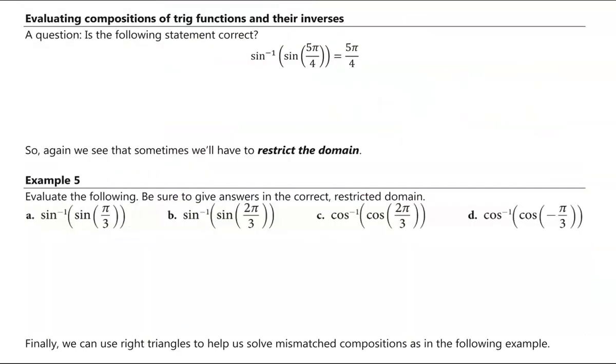Next, evaluating compositions of trig functions and their inverses. We have a question here: is the following statement correct? Inverse sine of 5 pi over 4, is that equal to 5 pi over 4? So that's the question now. 5 pi over 4 is equal to 5 pi over 4, but we can say that 5 pi over 4 is outside of the domain of sine and inverse sine.